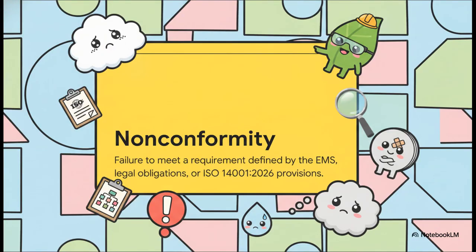So just to make sure we're all starting from the exact same baseline, let's quickly define what a nonconformity actually is under ISO 14001:2026. Simply put, it's a failure to fulfill a requirement. Now, that requirement could come from the ISO standard itself, your own internal procedures, your regulatory permits, or even other legal obligations. Basically, it's a deviation from what you plan to do. And naturally, these deviations only seem to happen at the absolute worst times, usually right before a major inspection, right?